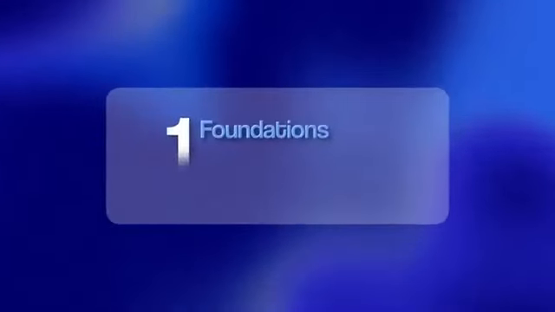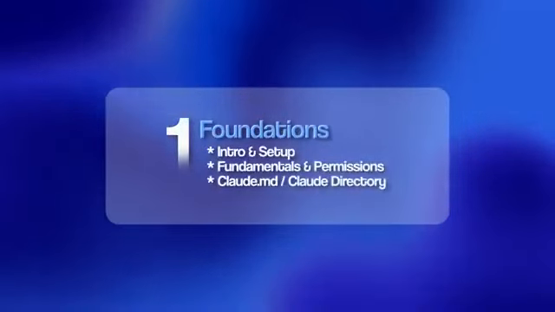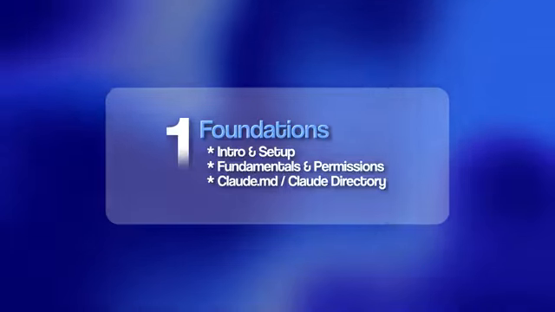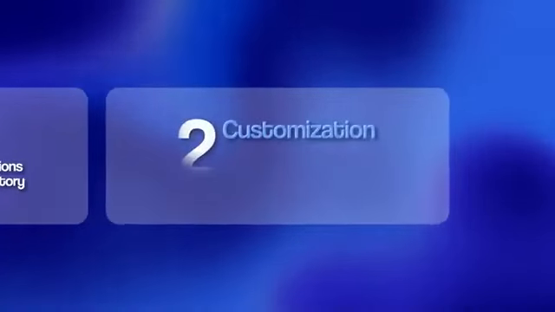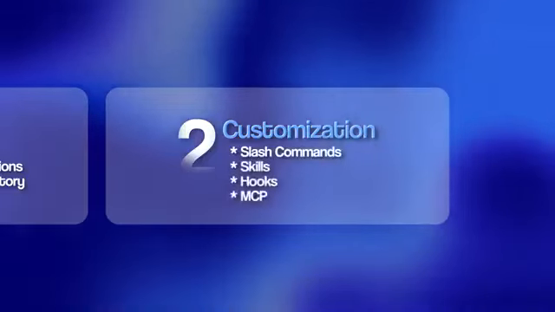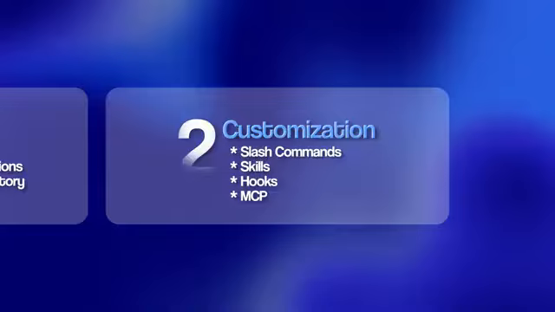Module 1 is foundations. This is where we install Claude Code, go through how it actually works, permissions, setting up your Claude.md, your Claude directory, so Claude Code understands your projects before you even type a word. Module 2 is customization. This is where we build custom skills, slash commands, hooks that automate actions for you, and MCP, which connects Claude Code to every external tool in your stack.